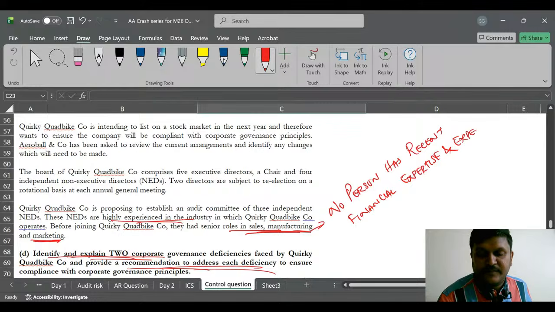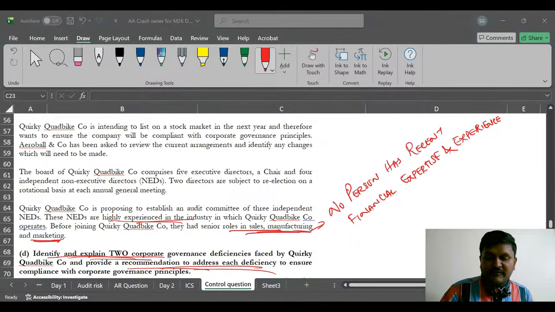Because of this particular thing, this is again a corporate governance deficiency. As per the corporate governance code, we need to have at least one person in the audit committee with recent financial expertise. That is the case over here. Are we clear? So here we have identified 3. Out of this, only 2 are needed for you to gain full marks relating to this. And I believe this is clear for you.